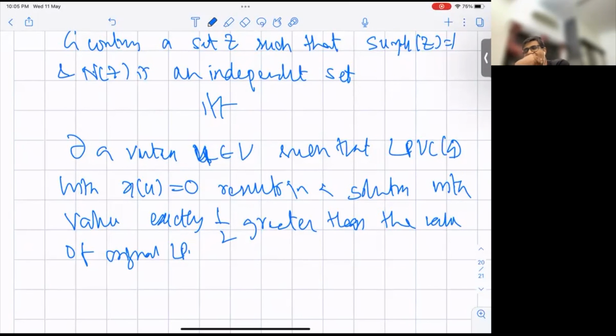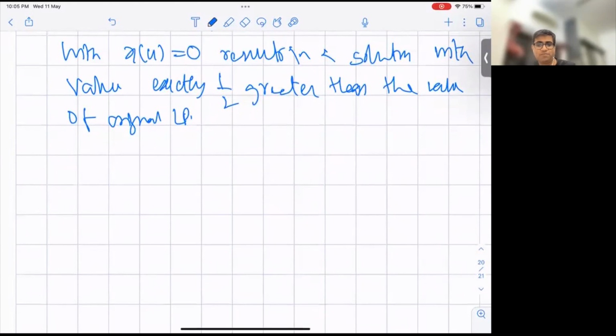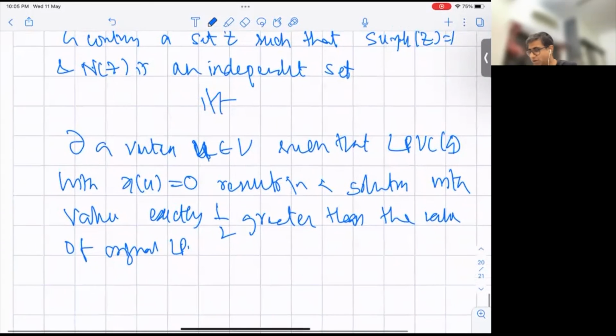I said, okay, fine. Let me assign a vertex to 0 and recompute its LP value. If this LP value just increases by half compared with the previous LP, then we are done. I will not give you the proof for this. It is exactly like the previous one, so you can do the same thing. This is just a test to check whether the graph has surplus equal to 1 or not.